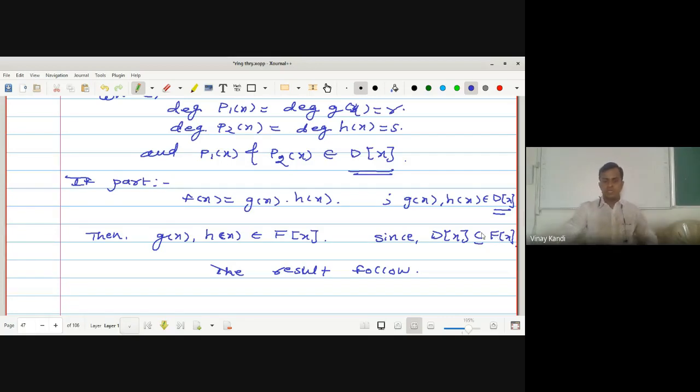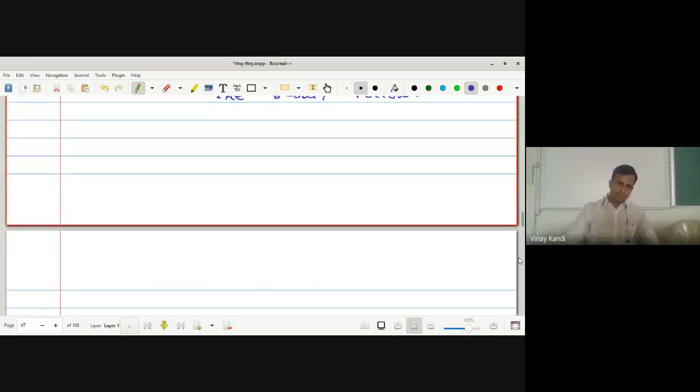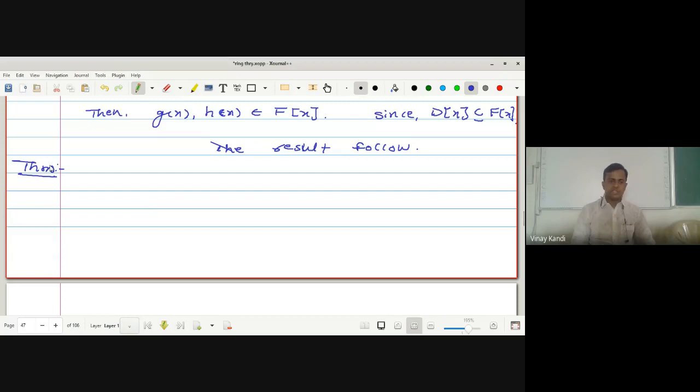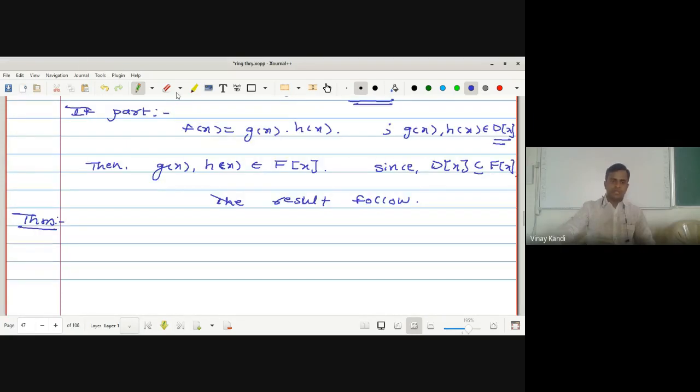Okay, the next theorem is factorization. The next point is factorization in F of x, capital F of x.